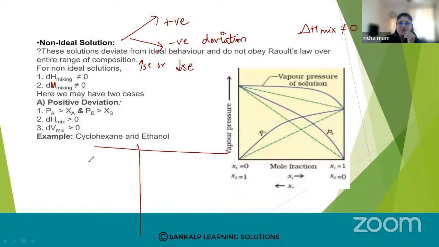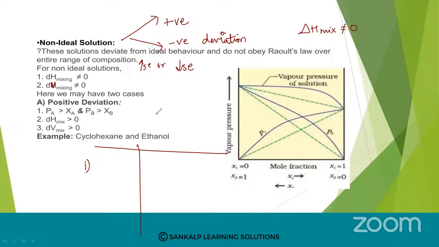So ideal solutions, what will be the first point? Yes, students, what will be the first point for ideal solutions? You can unmute yourself and you can answer. No problem. So what is the first difference between ideal and non-ideal? Ideal solutions obey Raoult's law, and non-ideal solutions do not obey Raoult's law. Yes, so this is our first point.